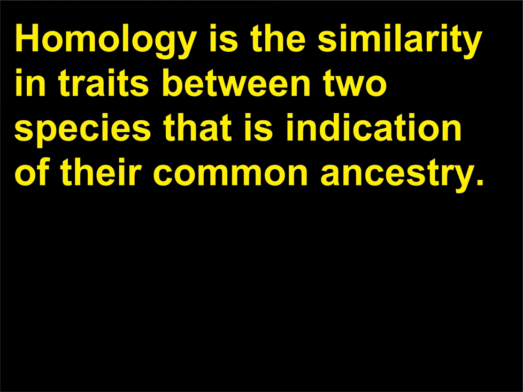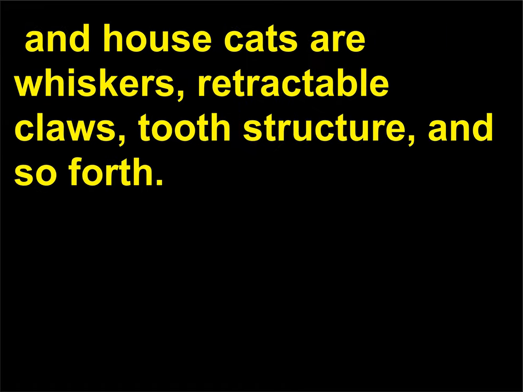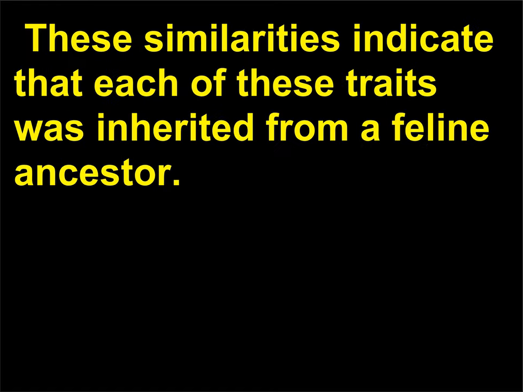What is homology? Homology is the similarity in traits between two species that is an indication of their common ancestry. For example, the general characteristics of cheetahs, lions, tigers, and house cats are whiskers, retractable claws, tooth structure, and so forth. These similarities indicate that each of these traits was inherited from a feline ancestor.